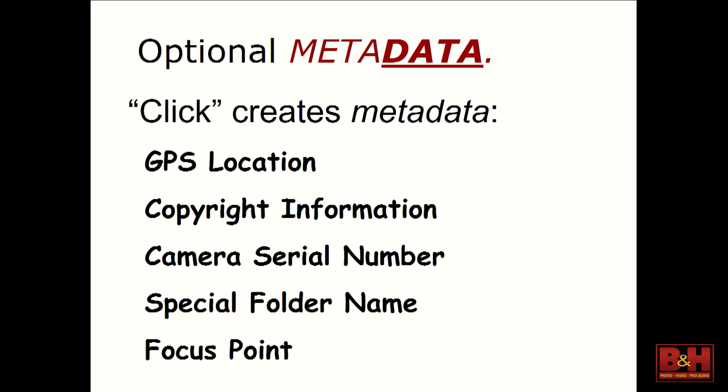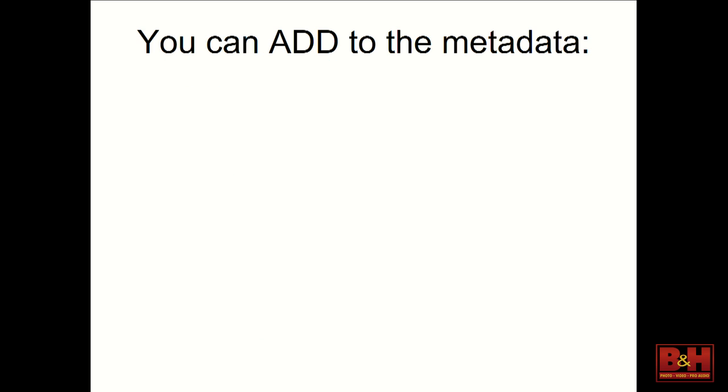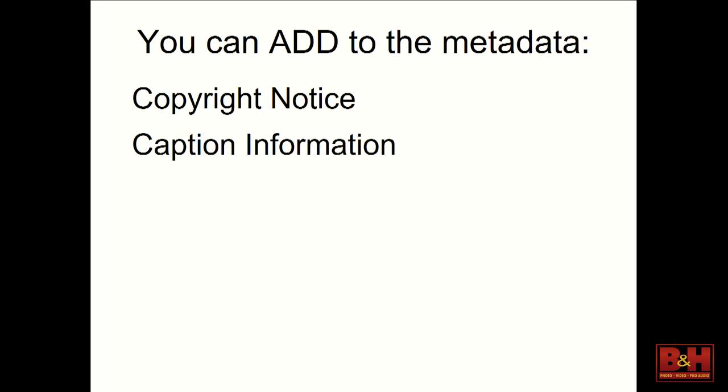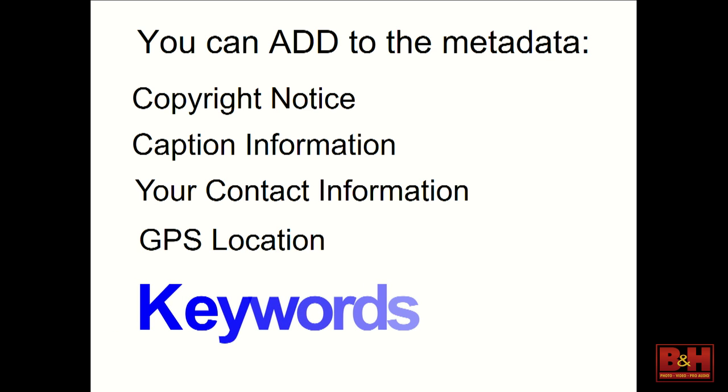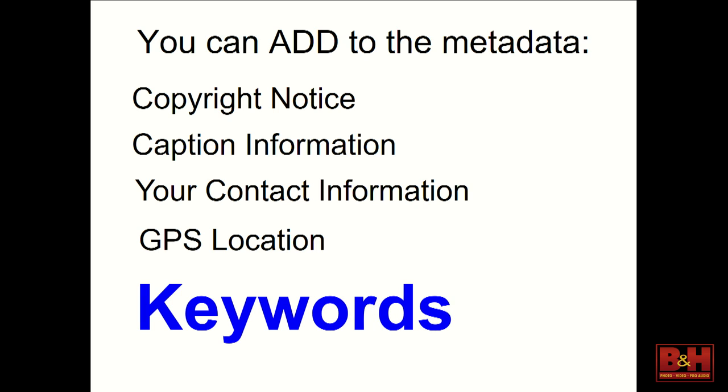Some cameras create optional data. If your camera records GPS, copyright, maybe the camera's serial number, there's some special things that some cameras also record. And then you have to add copyright notice if you want. You can write a whole caption, not only keywords, but I'll show you later, you can write a whole story under the pictures, not just a few keywords. You may want to put your contact information if you send the pictures out, GPS location, and of course the most important thing that you are going to add are the keywords.